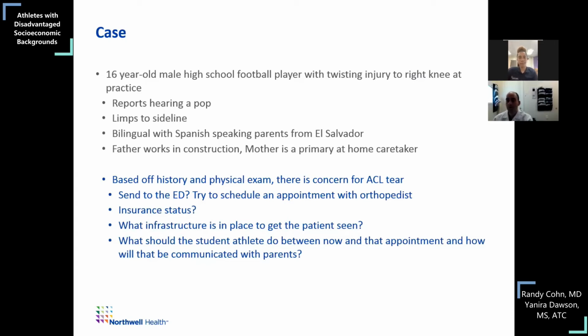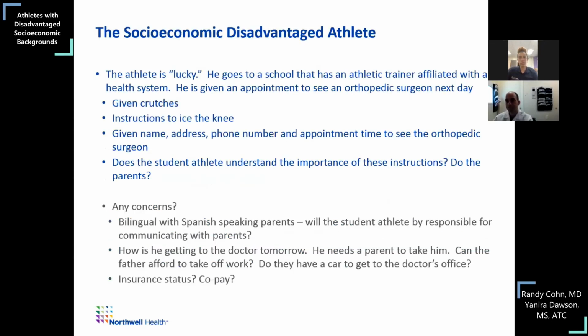Delving deeper, what's their insurance status? Are we going to be able to get them in to see somebody expeditiously? Is there infrastructure in place where the school has affiliations to be able to get this athlete seen soon, regardless of these inequities in insurance? What should the student do now between this injury and the appointment? How is this going to be communicated to the student? How is it going to be communicated to the parents, especially given that he's only 16 years old?